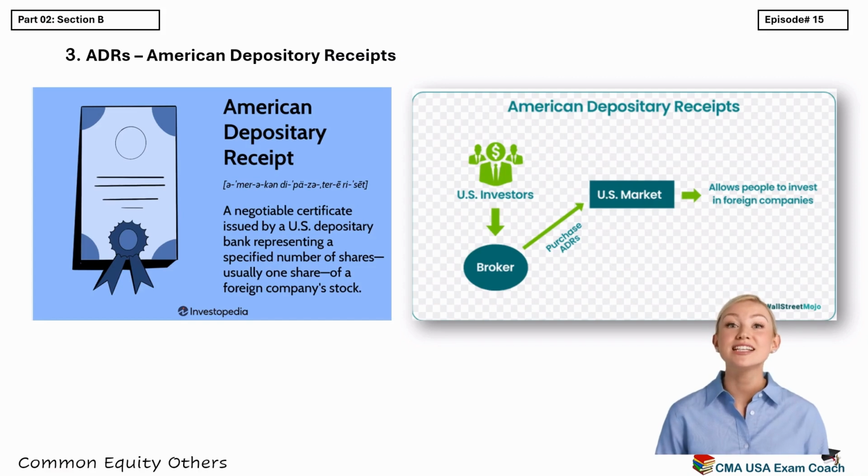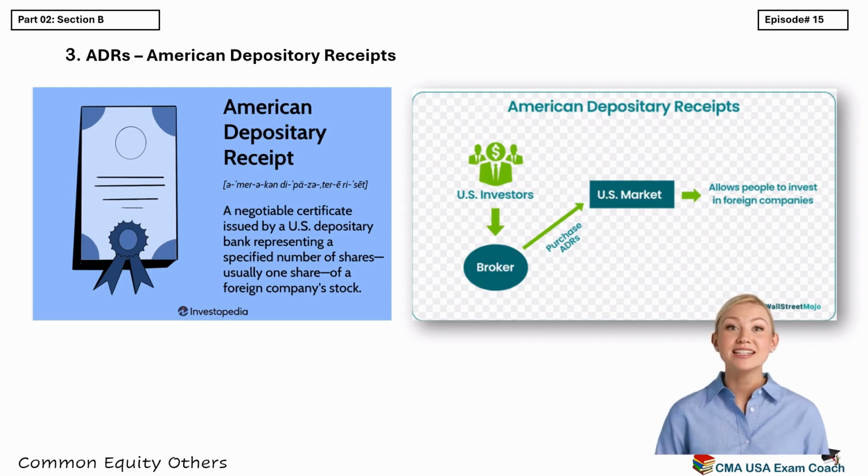This makes life much easier for American investors. They don't need to worry about foreign exchange rates, different tax systems, or language barriers. Everything is handled through the ADR, just like a normal US investment. So in summary, ADRs make it simple for American investors to invest in international companies, and they help foreign companies gain access to the large US investor base.